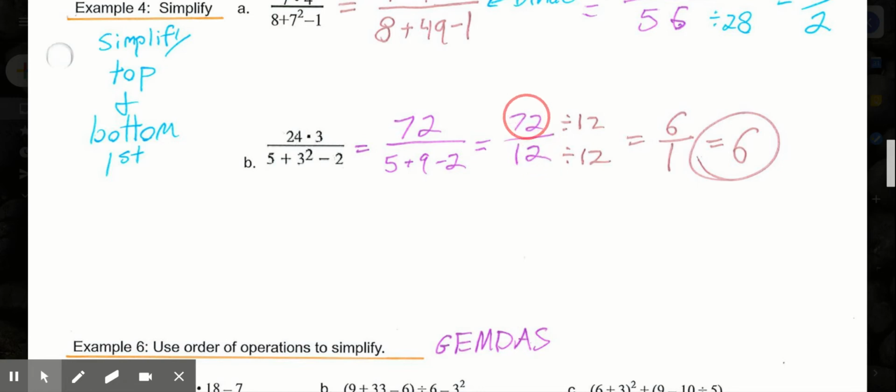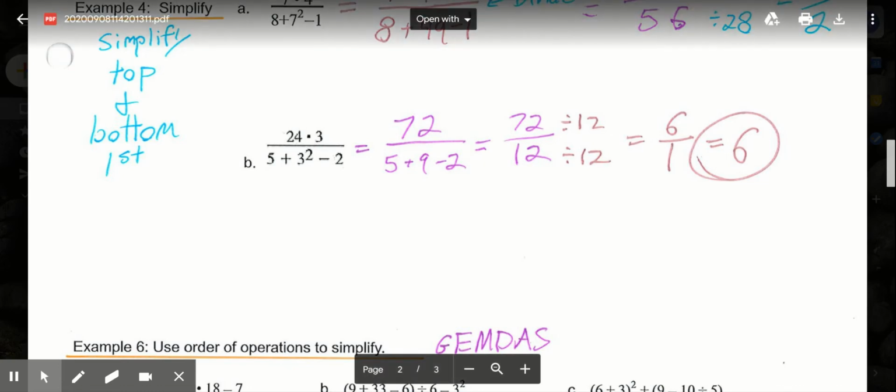So I have 72 over 12. Then both top and bottom can be divided by 12. So if I divide the top by 12, I get 6. The bottom by 12, I get 1. And 6 over 1 is the same as 6.